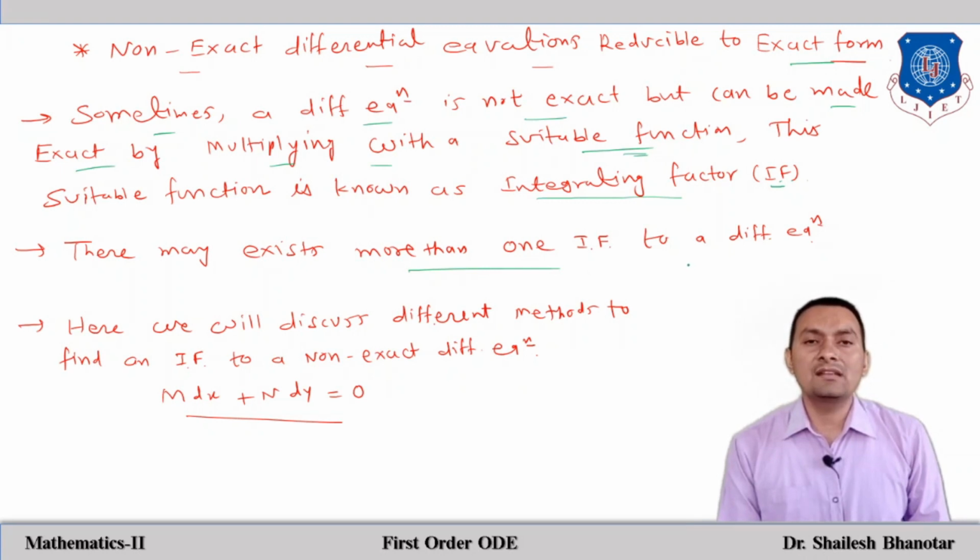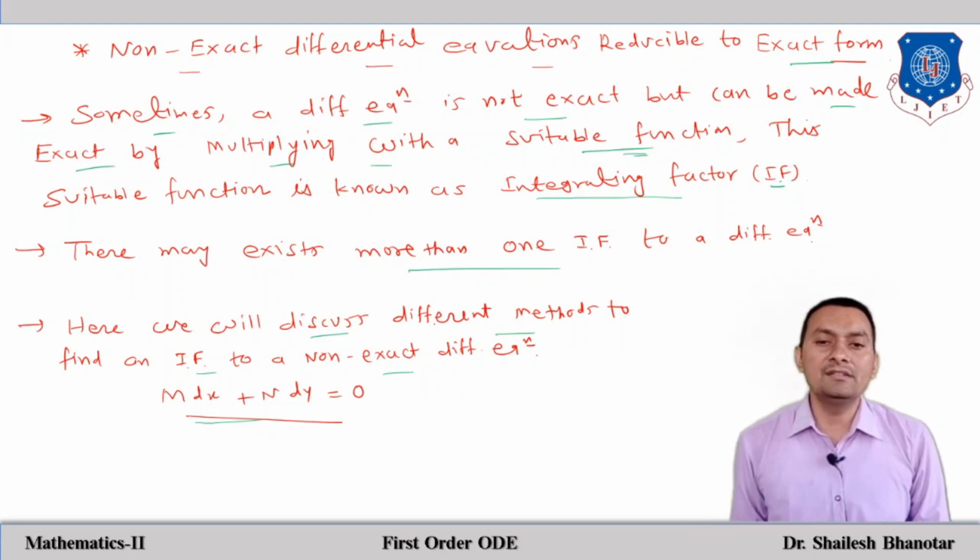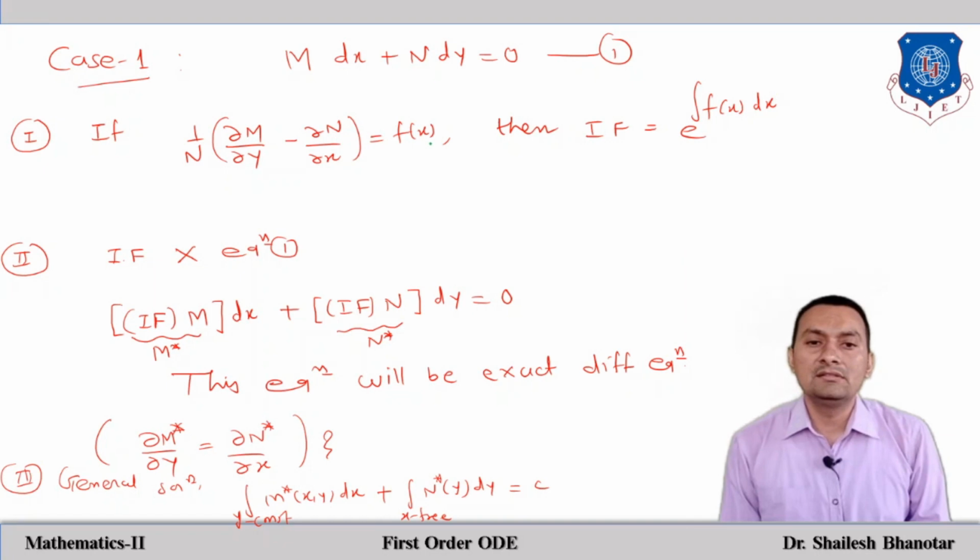It depends on which kind of differential equation we have, and according to that we will choose the integrating factor. Here we will discuss the different methods to find the integrating factor for a non-exact differential equation. Suppose that we have the standard form M dx plus N dy equals 0. This is equation number 1, and suppose it is non-exact.